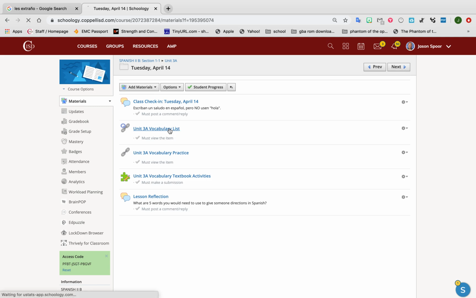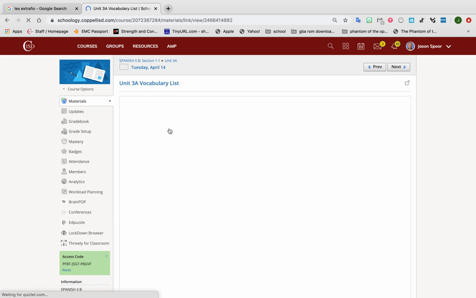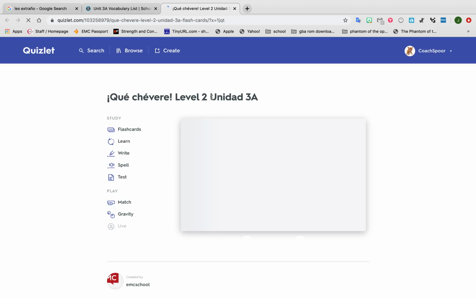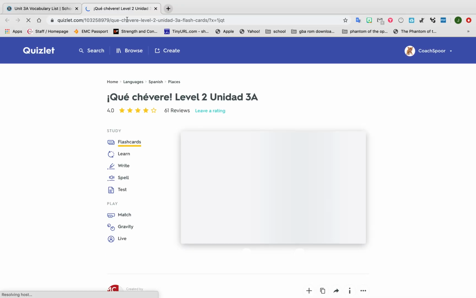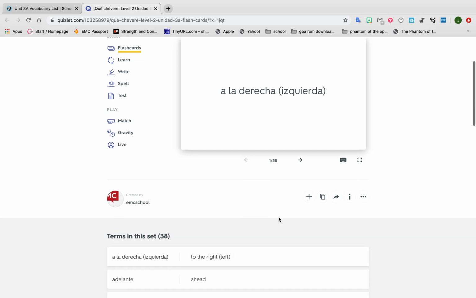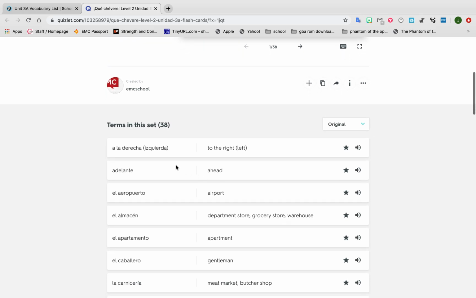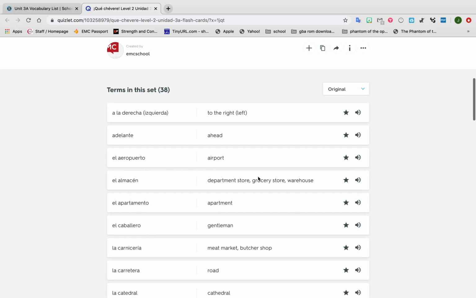And then you have your Unit 3A vocab list, which is just a Quizlet list. Probably have to pop it out to the next tab. So, yeah, here's your Quizlet, and this is talking about a la derecha, a la izquierda, left, right, ahead, adelante. That's all good words for when you're giving directions. Go straight ahead. Okay, turn left, turn to the right, turn to the left. So giving directions. So those are key words.